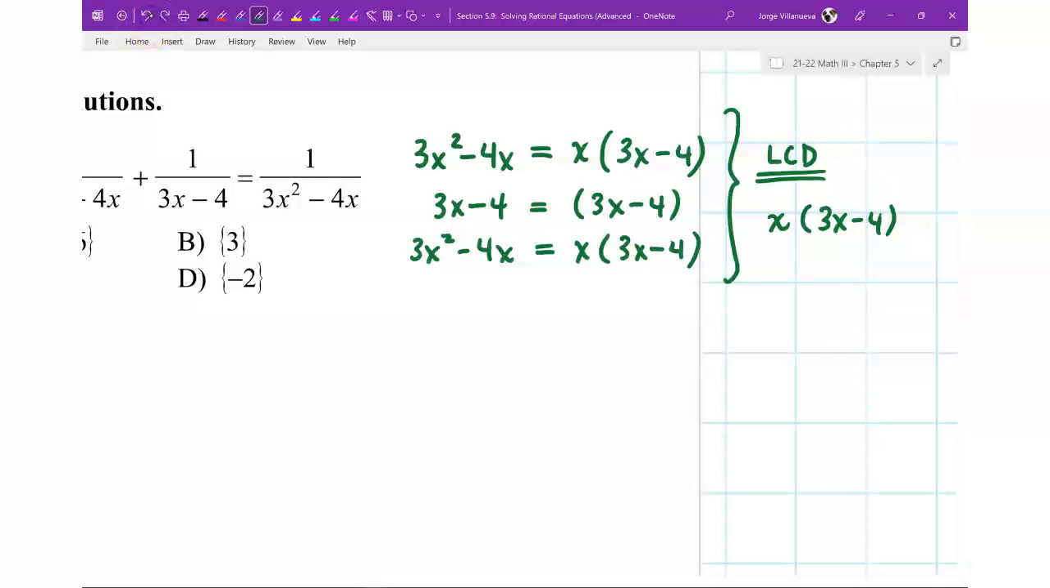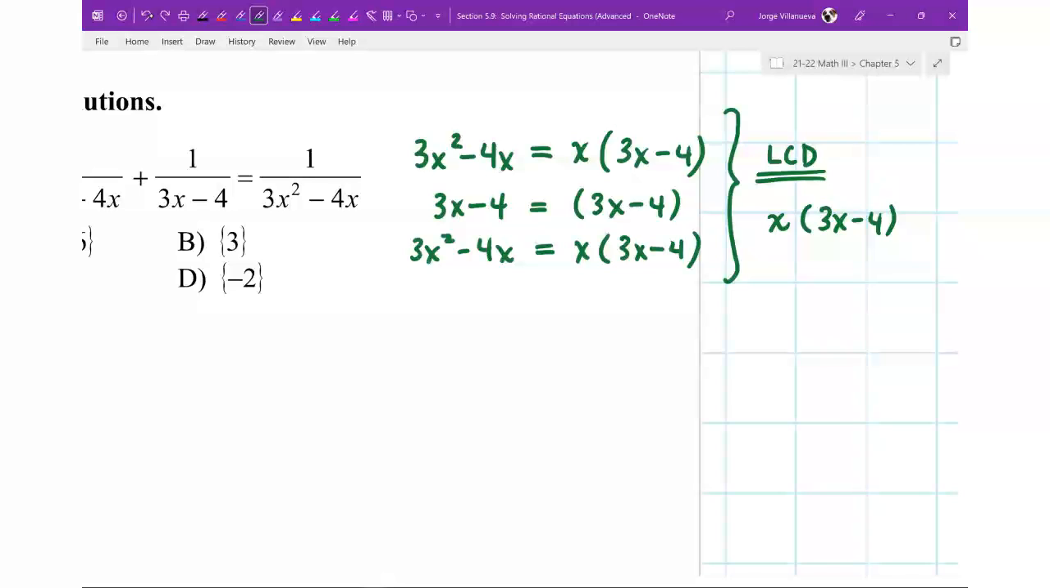x times 3x minus 4. So you take the x's to the highest power, so x to the first. Then you take your factor, 3x minus 4, to its highest power. So you're going to want to list all of the factors that you see. That's going to be your LCD, and list them all to their highest power.